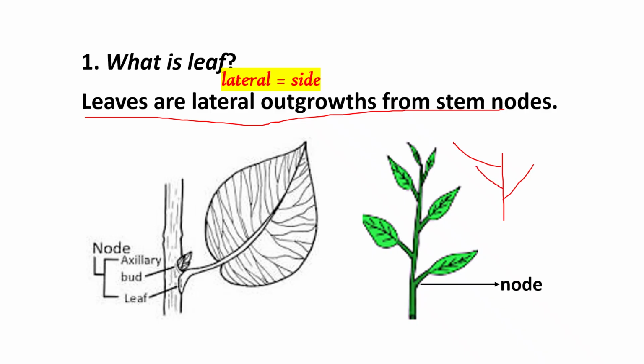On the side of the stem, on the left and right side here. So we will say lateral outgrowths. Leaves are lateral outgrowths from stem nodes. Lateral means side. And stem node, it will always come out from the node. So leaves are lateral outgrowths from stem nodes.